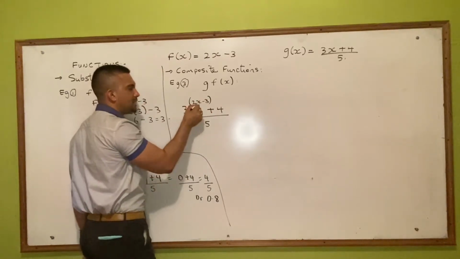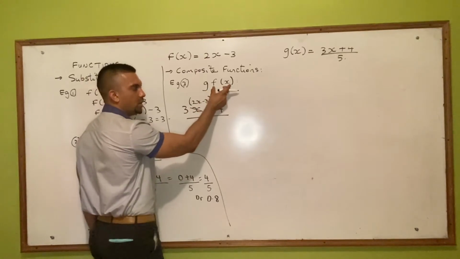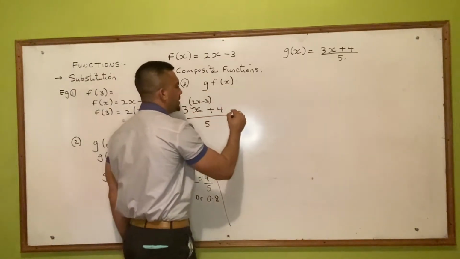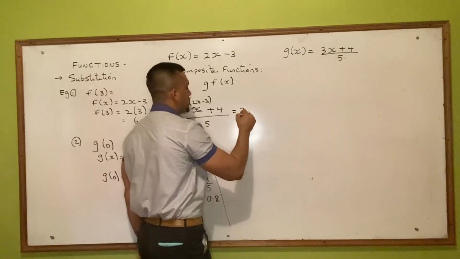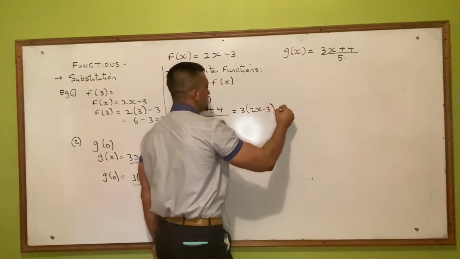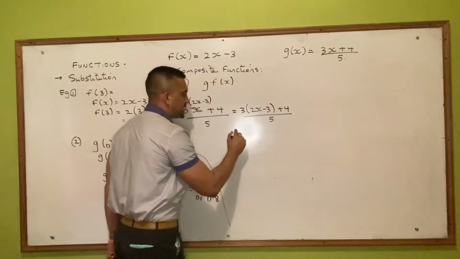3 open brackets 2x minus 3, because anywhere we see x, we will then replace it with the next function, which is 2x minus 3. And if you were to tidy things up, this is how it will look. It will be 3 open brackets 2x minus 3 plus 4 all over 5. And we simplify this.